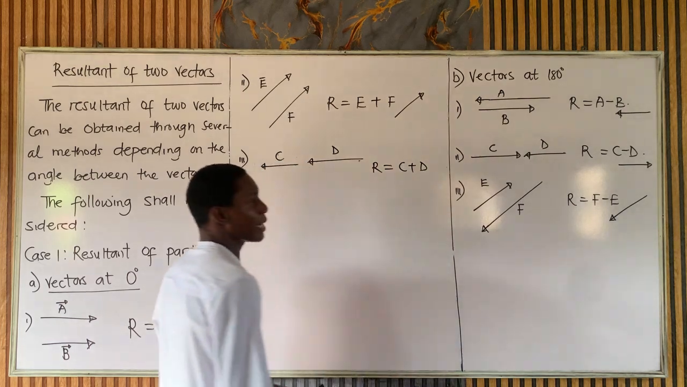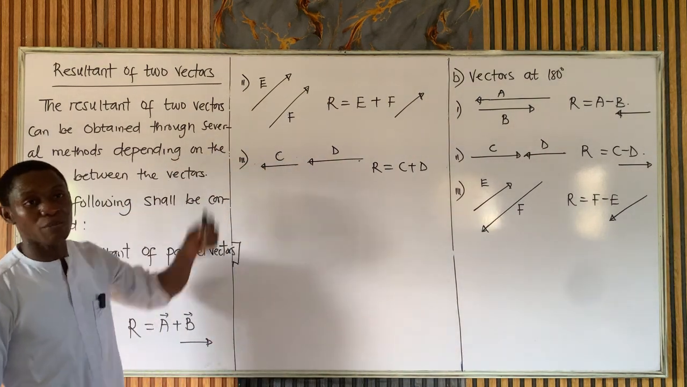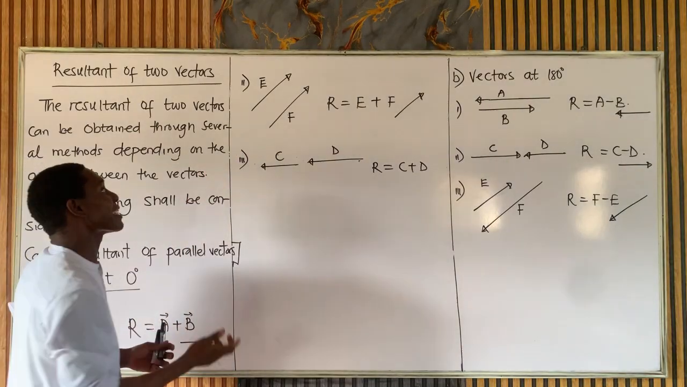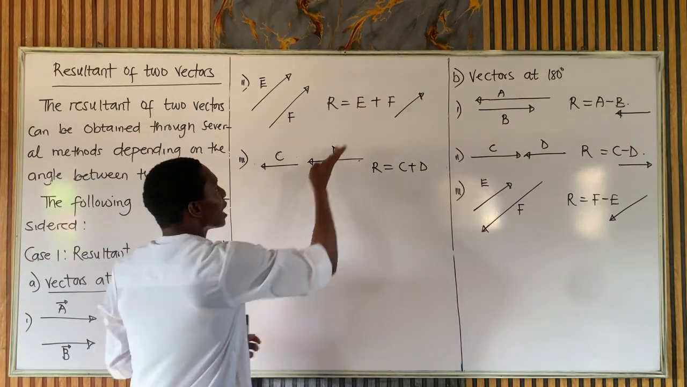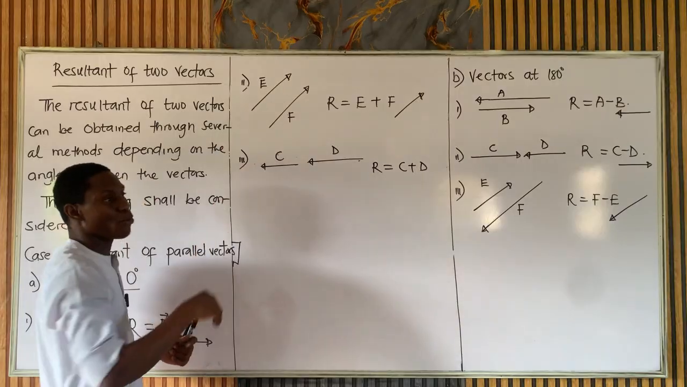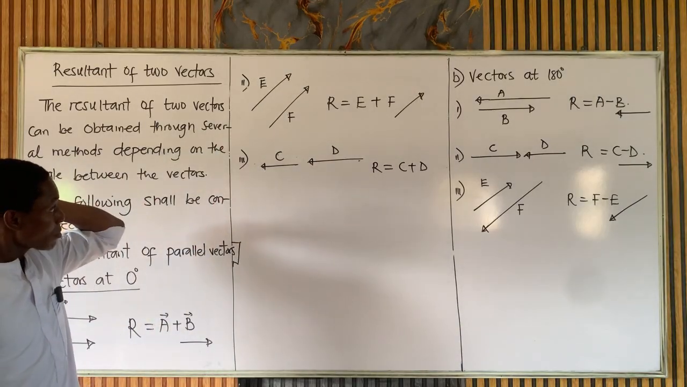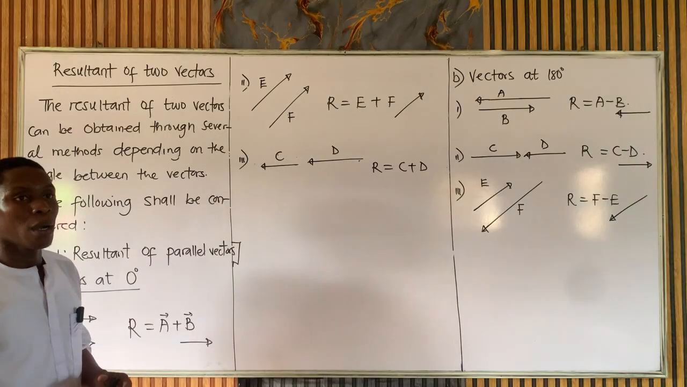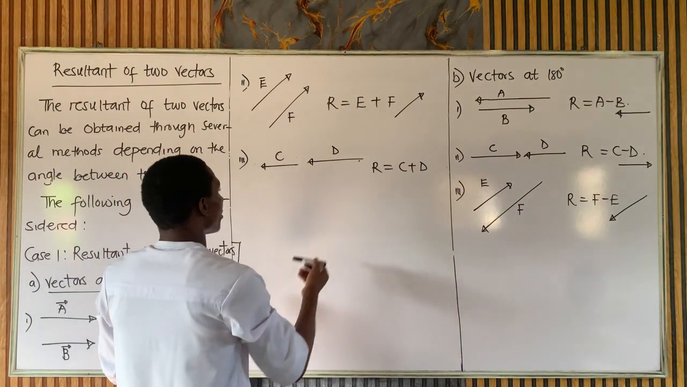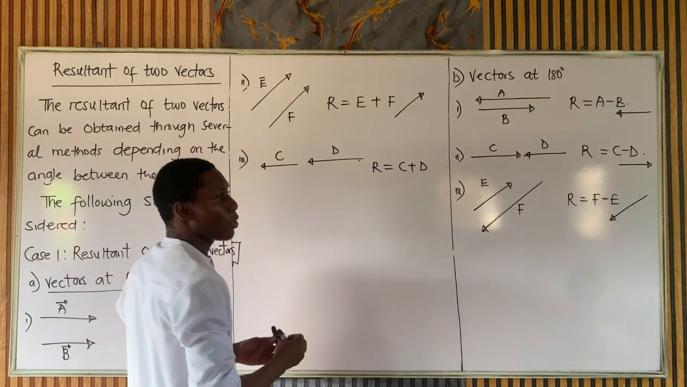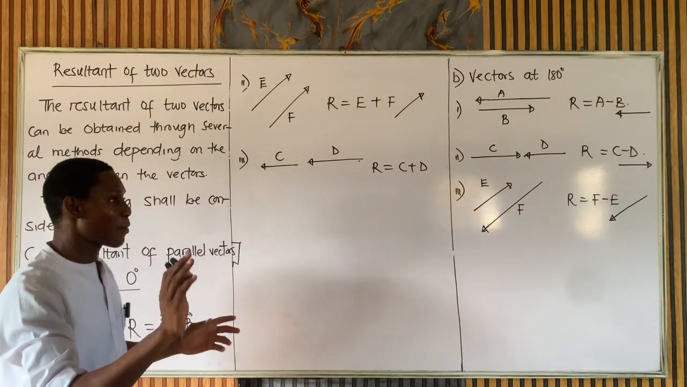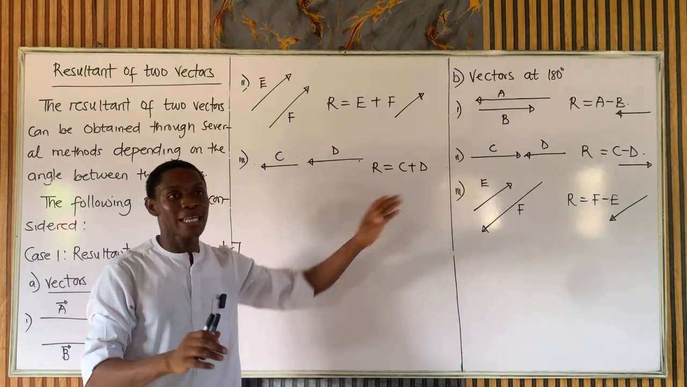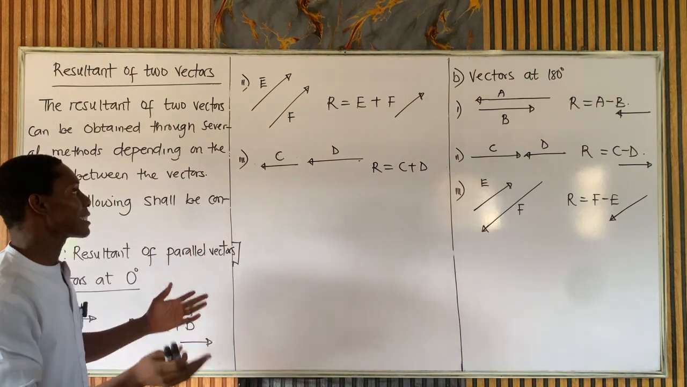Now look at these vectors again, E and F. Let's assume they are parallel. Obviously, because they are pointing in the same direction, they should be 0 degrees to one another. How do you get the resultant again? Just sum up the two vectors. That's all. And this will be the direction, because that's the direction of the two vectors. Now, look at C and D. These two vectors are also parallel. And how do I know? They are pointing in the same direction, and so I know they are 0 degrees to one another. Because of that, the resultant will be equal to C plus D, just adding them together. That is the resultant.